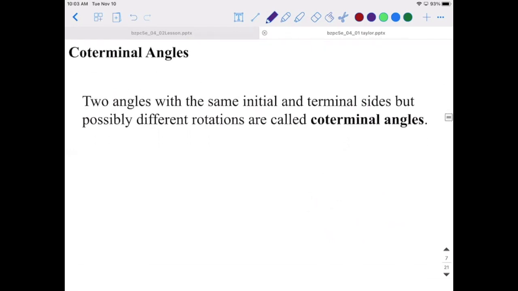Coterminal angles are two angles with the same initial and terminal sides, but possibly different rotations. So what that means is we could have maybe a 30-degree angle. So that's about 30 degrees right there. We could also have another angle, so that one's in red, this one will be in green. We could have another angle that also has the initial side here, but this one opens up to here, which would be 390 degrees, 360 plus 30 more. So those are coterminal. Terminal means end, they end in the same place.